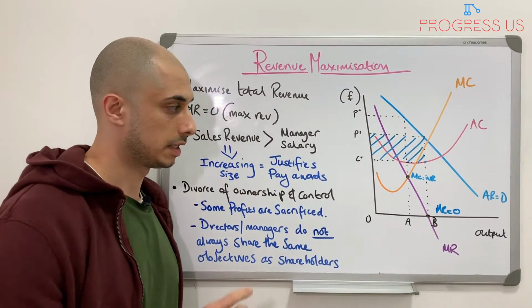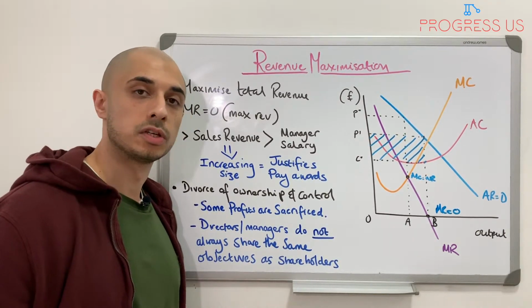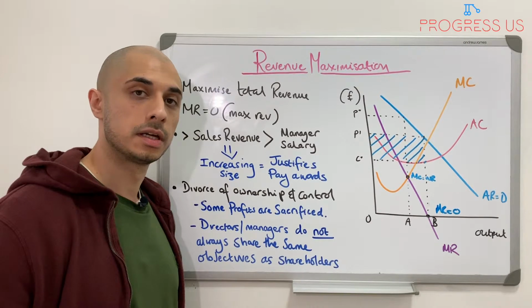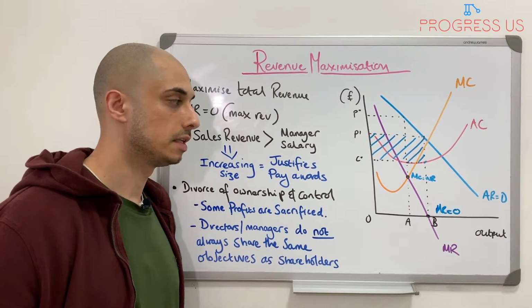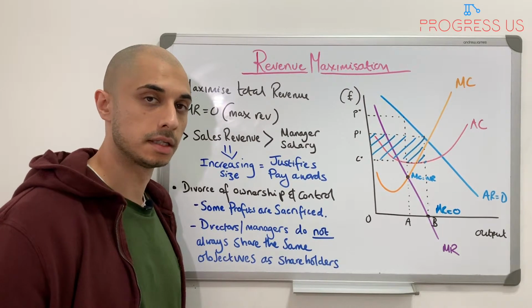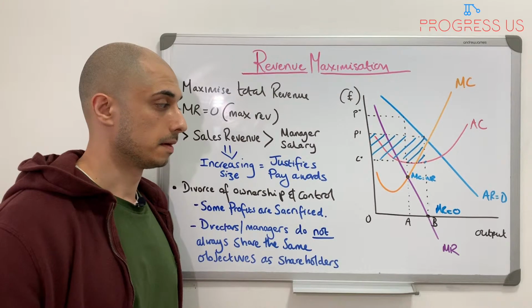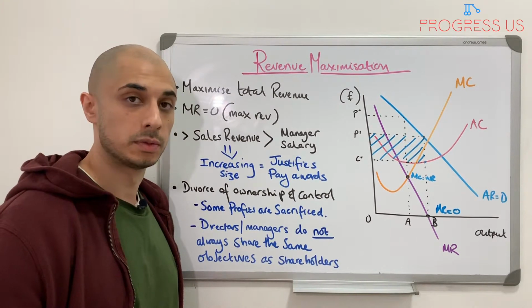Okay, finally, just to evaluate revenue maximization, what you may want to say here is that shareholders may offer managers a different type of incentive. So rather than linking salaries to the amount of sales that are being created, what shareholders could do is actually link managers' wages with the amount of profit.